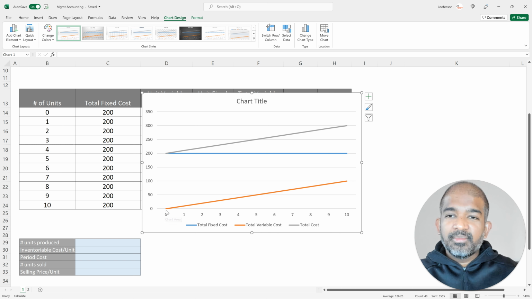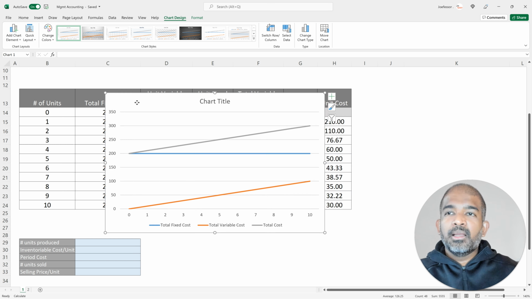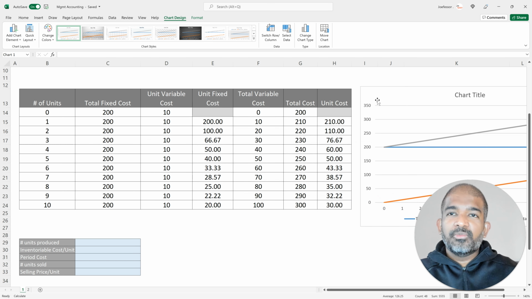The orange line represents the total variable cost. You can see that keeps increasing with the level of production. The gray line represents the total cost of production, which is basically the sum of the blue line and the orange line. But the more you produce, fixed cost per unit keeps going down due to economies of scale, and hence the total cost per unit also keeps going down the more you produce.